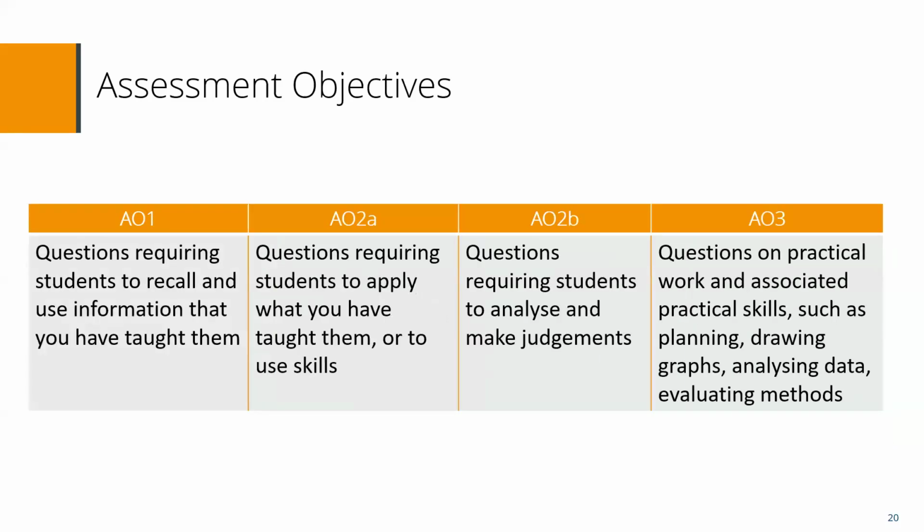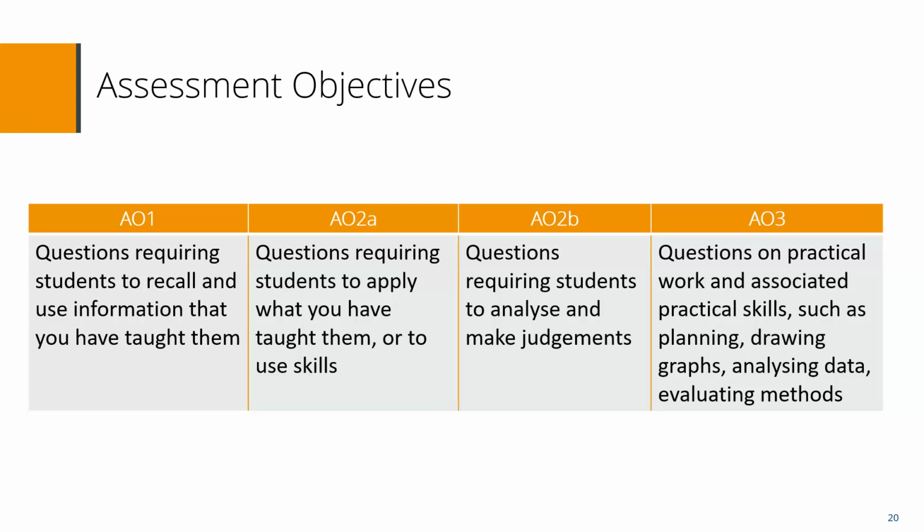Okay. So what type of questions do we get? Well, AO1: questions requiring students to recall and use information that you've taught them. AO2A: questions requiring students to apply what you've taught them or to use the skills they've developed. AO2B: questions requiring students to analyze and make judgments. And AO3: questions on practical work associated with practical skills, such as planning, drawing graphs, analyzing data, and evaluating methods.